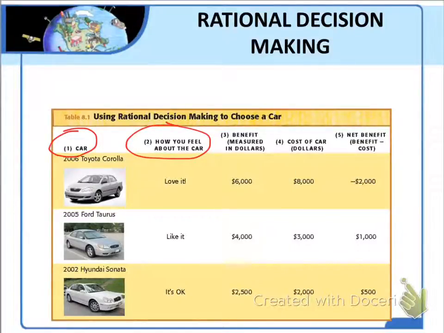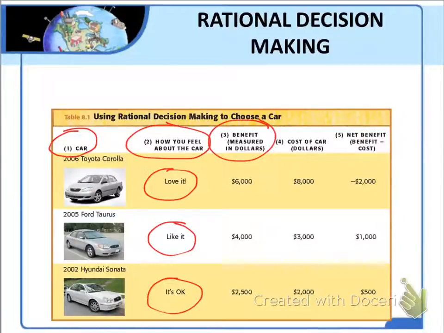You would prefer the Toyota to the Ford because you love the Toyota, but you only like the Ford. And you prefer the Ford to the Hyundai because the Hyundai is only okay in your mind. So that's how you feel about each car. Column 3 translates your feelings about each car into dollars.